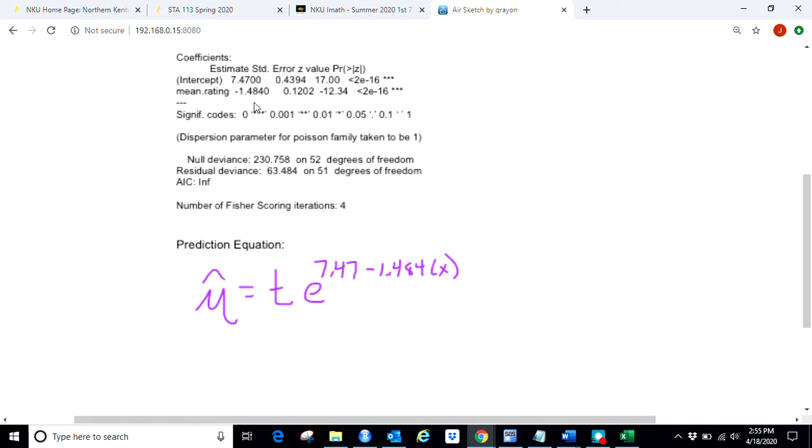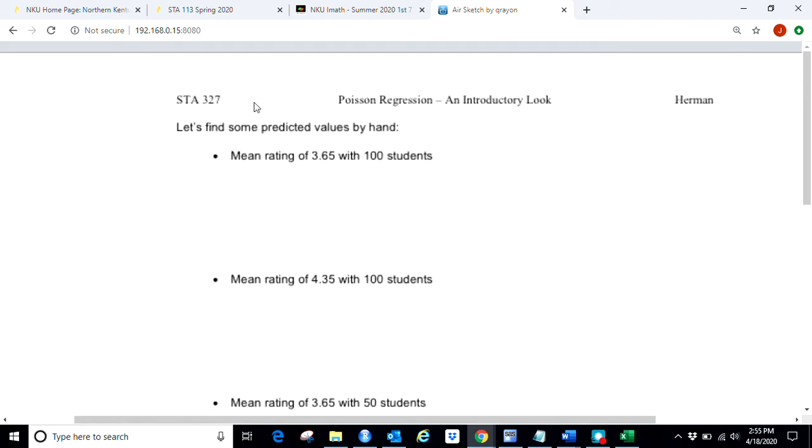Now this might bring up the question of, well, how does this t then actually play a role in finding these predicted values? So let's understand how we would actually do that. If I wanted to find the predicted number of negative comments, if my mean evaluation rating was 3.65 and I had 100 students, well, what this means for me is my t is going to be equal to 1, because I'm looking at per 100 students.